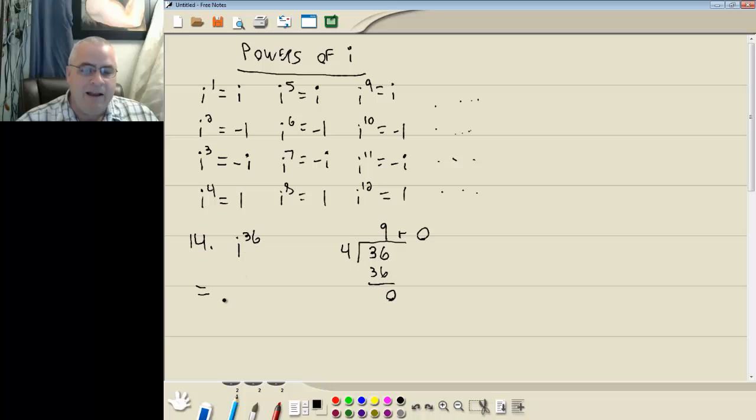Now we can rewrite i to the 36 power as i to the remainder when we're dividing by 4. Assuming I can spell remainder. Let's try it again. Maybe I'll just write it real bad and you don't know I don't know how to spell. We'll say that's correct.